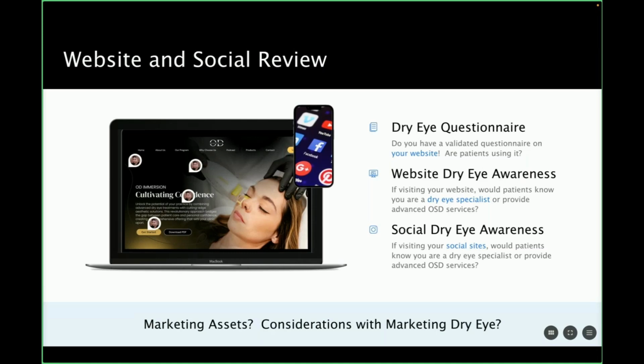Same thing with social media. First thing I do is go to someone's social site, and if I don't see any information about dry eyes, and the last time they posted was 8 months ago, and they're concerned that they're not having many conversions, well, we have to look at all these details that are contributing to their success or lack thereof.